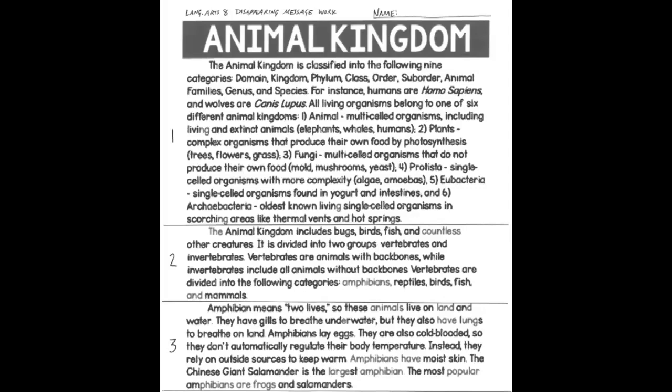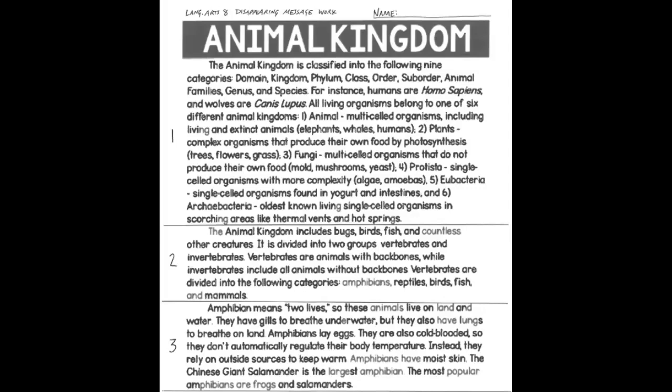4. Protista. Single-celled organisms with more complexity: algae and amoebas. 5. Eubacteria, single-celled organisms found in yogurt and intestines. And 6. Archaebacteria, oldest known living single-celled organisms in scorching areas like thermal vents and hot springs.